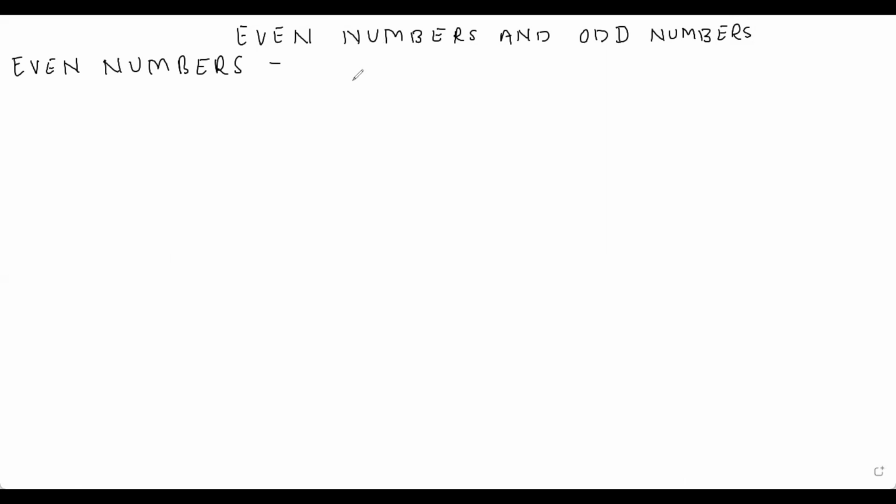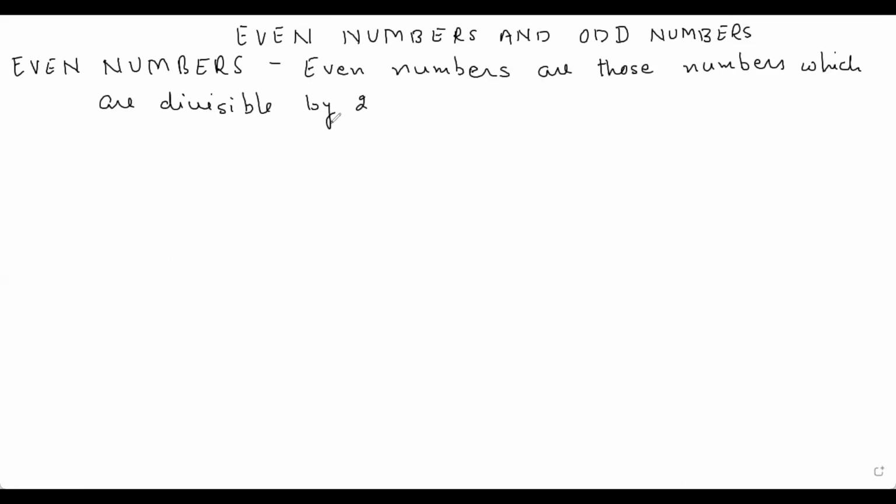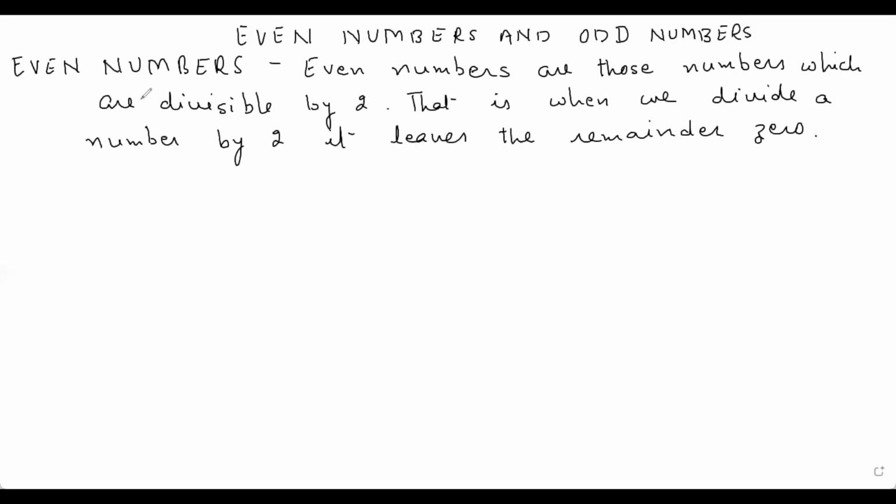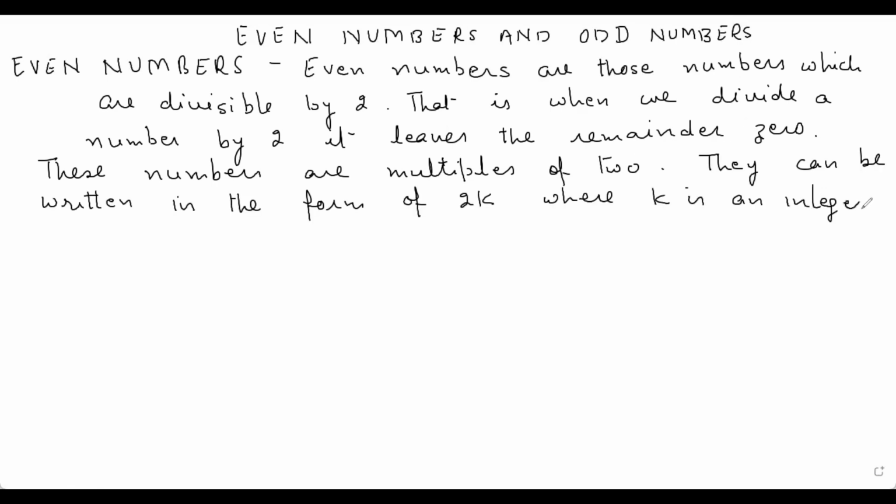Even numbers are those numbers which are divisible by 2. That is, when we divide a number by 2, it leaves the remainder 0. These numbers are multiples of 2. They can be written in the form of 2k, where k is an integer. For example, 0, 2, 4, 6, 8, minus 2, minus 4, minus 6.